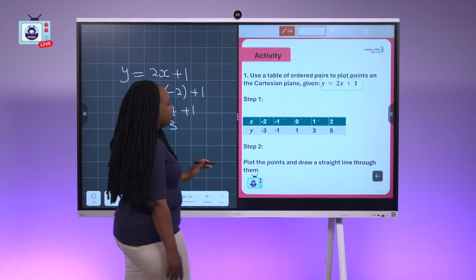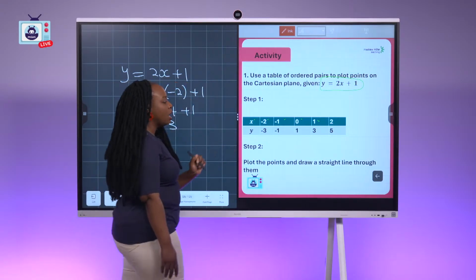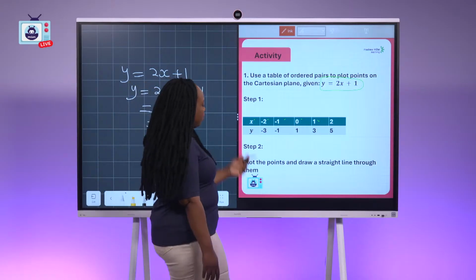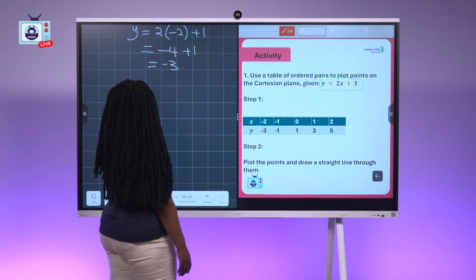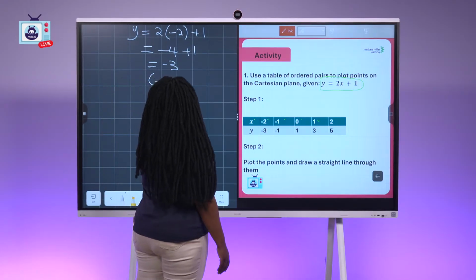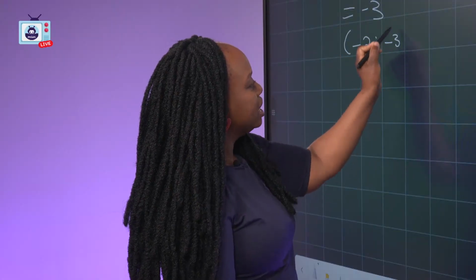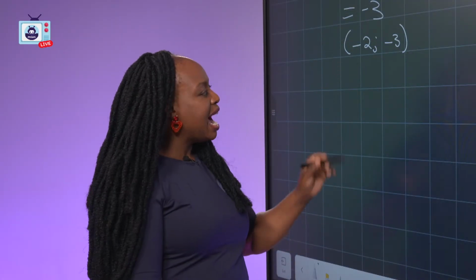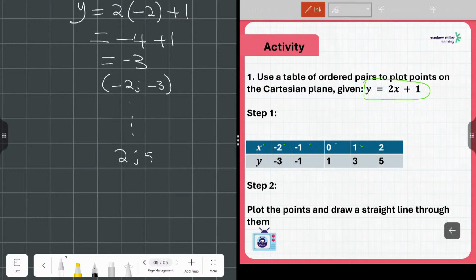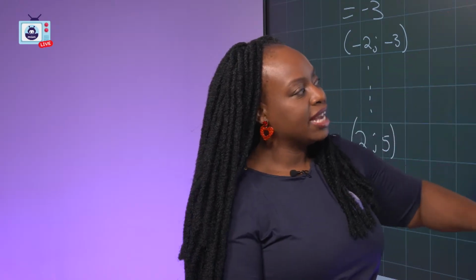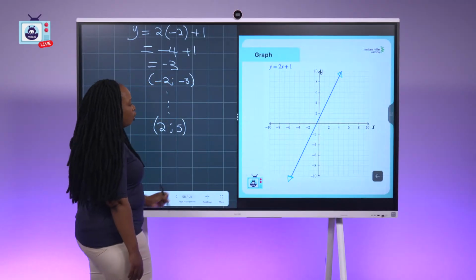Then the second step, you're going to plot those particular points for your straight line. You can plot them, and while plotting them, you can actually just write them as coordinates. Remember, your coordinates will be -2 and then -3. So you go with them like that until you reach the last coordinate, which is 2 and 5. Just remember that your coordinates have a semicolon in the middle, not a comma. So you put them down like that, you go to your graph, and then you plot all those points as they are.